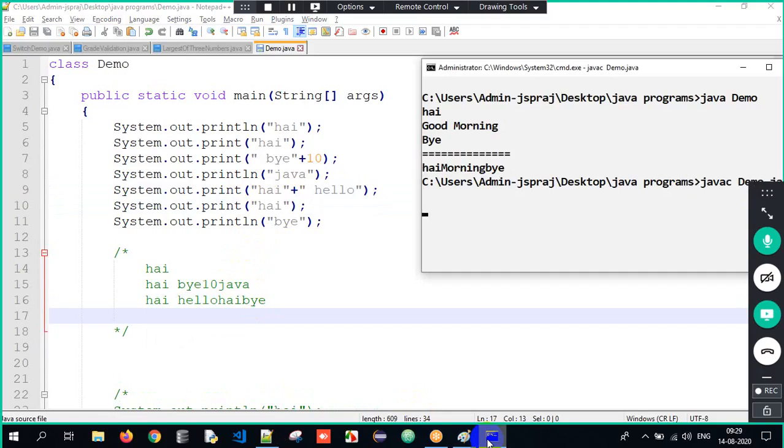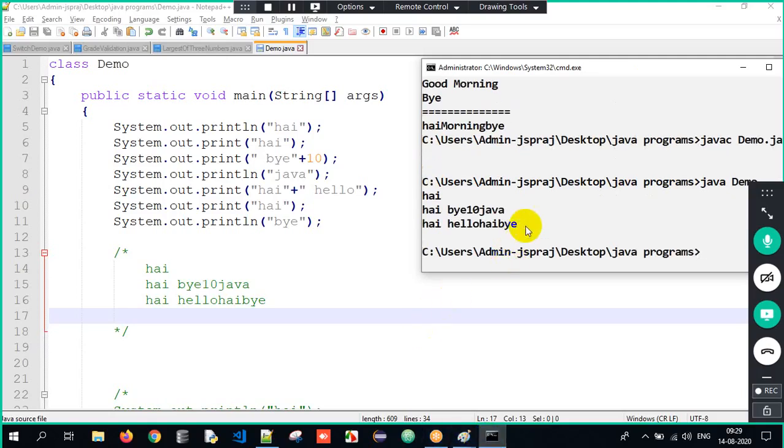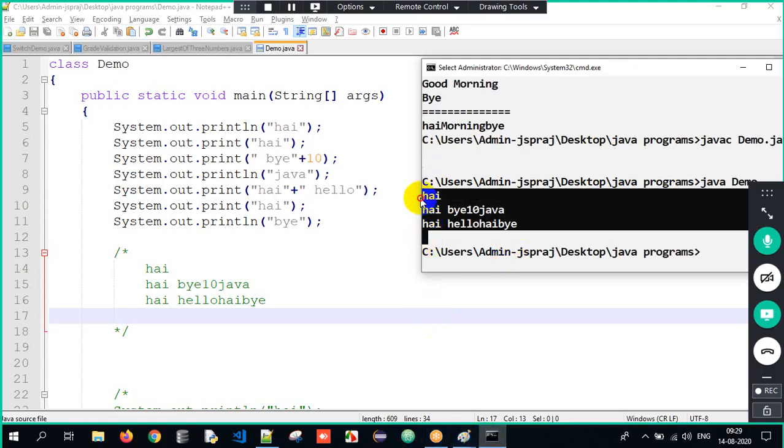So if you want to cross check, you can execute and see. You will get the same output here. Did I get the expected output? See here guys, a new line hi. Is this the output I have got here? Hi space bye 10 Java, hi space hello, hi bye. This is all about it.